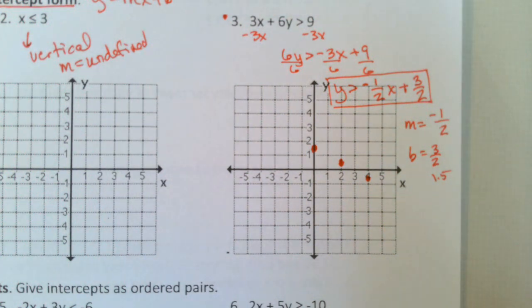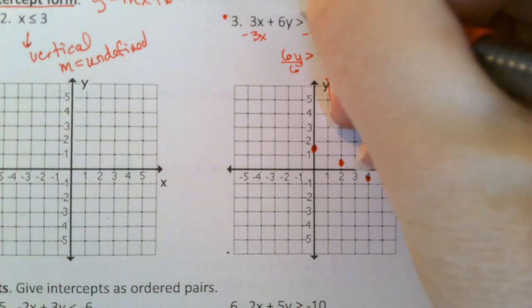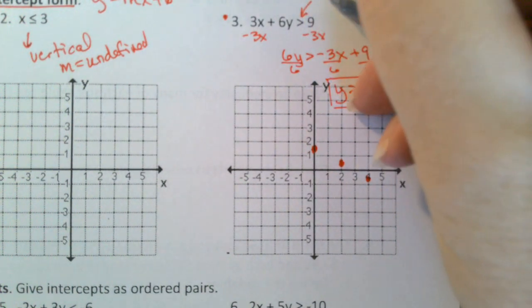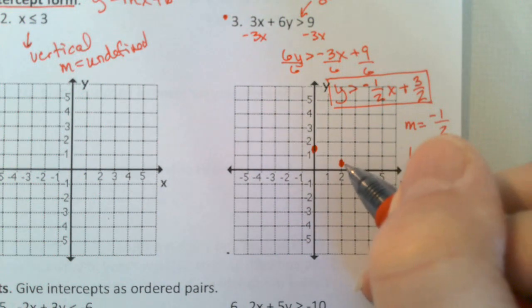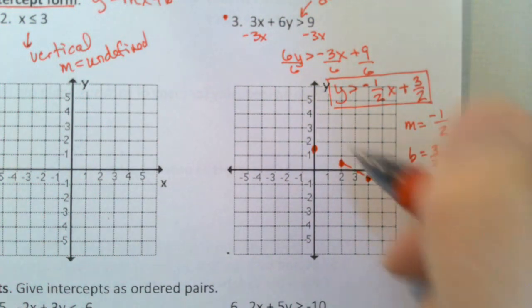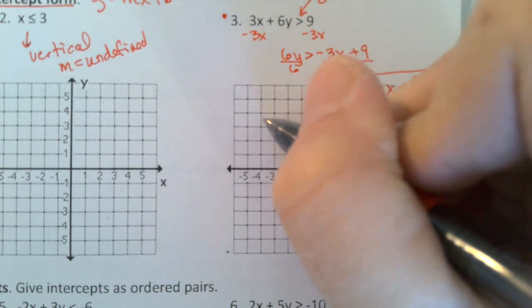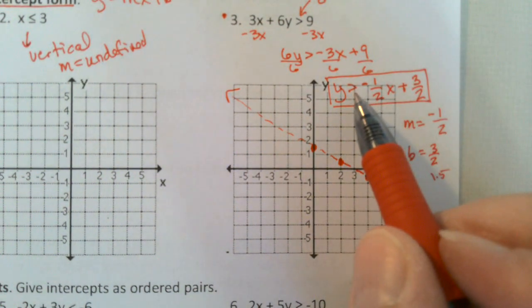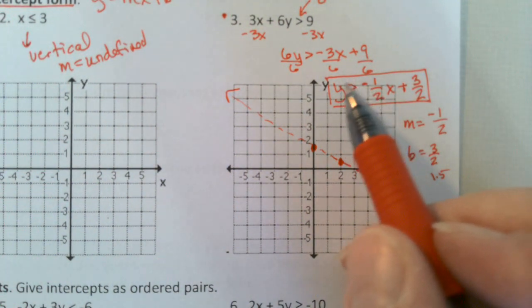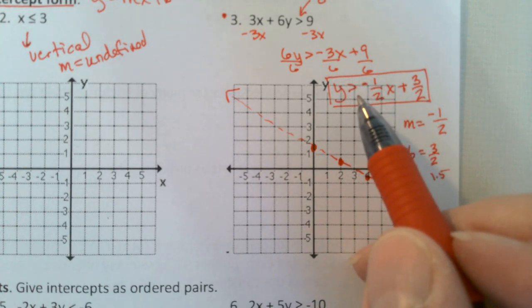And then would this be dashed or solid? I almost forgot. Would it be dashed or solid? It's going to be dashed. Okay, so remind myself of that. And then we have to determine where to shade. Now, we want to look right here when we determine where to shade, because remember, if we multiply or divide by negative, we flip the sign.